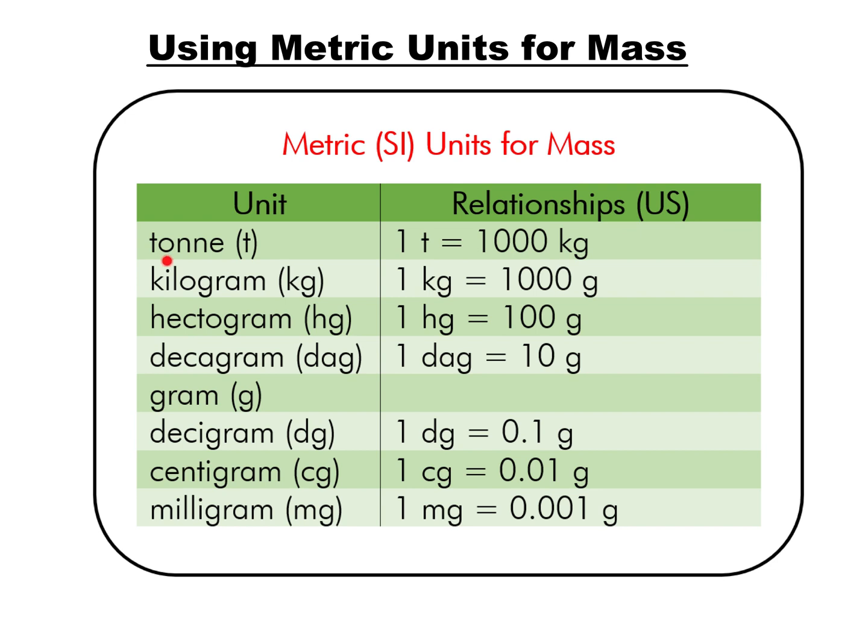The imperial ton from yesterday was spelt T-O-N, and the symbol is a capital T. When we're talking about the metric ton, it's T-O-N-N-E, and it's a little t. And they mean two different things.